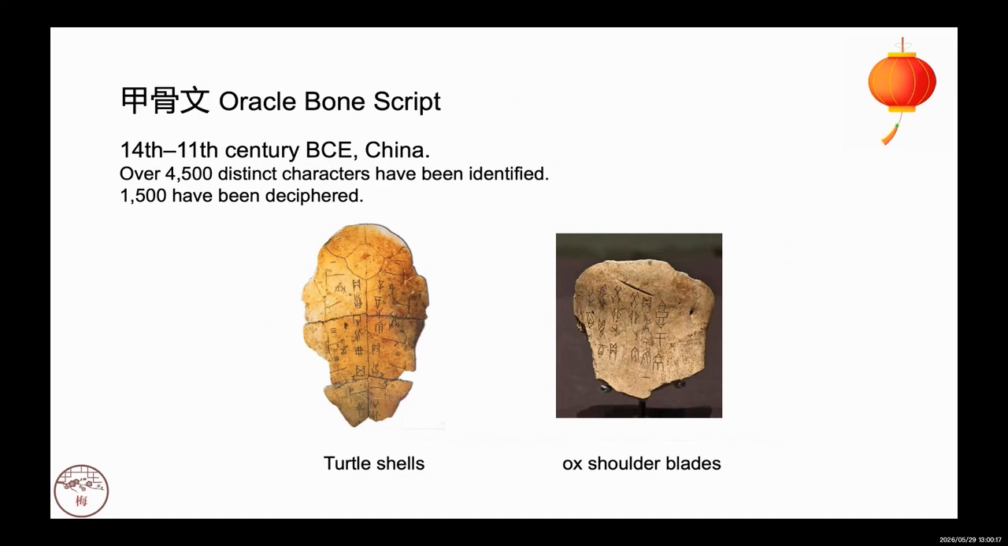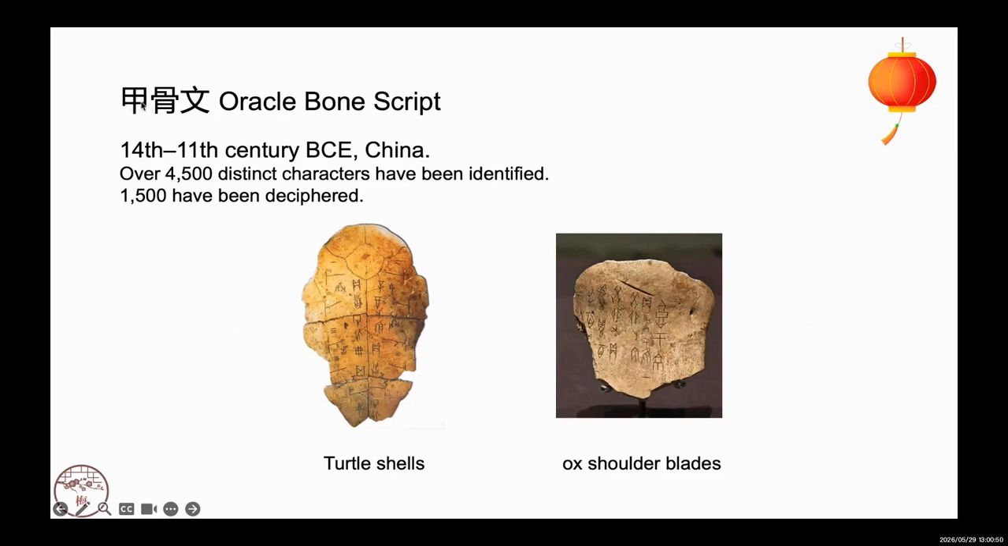As of now, over 4,500 distinct characters have been identified from the Oracle Bone Script. Among them, more than 1,500 have been deciphered, which means we know the original meaning of the characters. So let me explain a little bit more about this Oracle Bone Script.